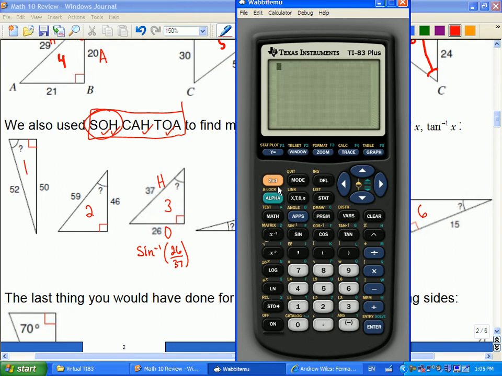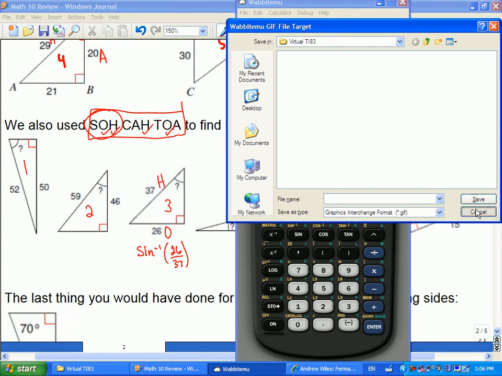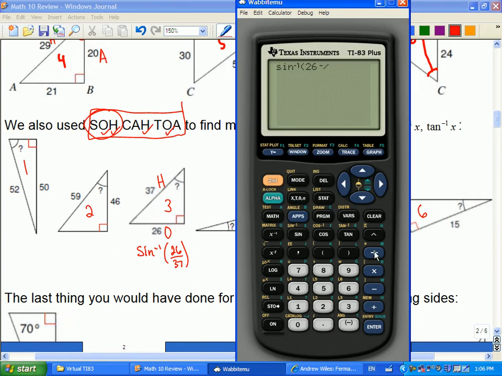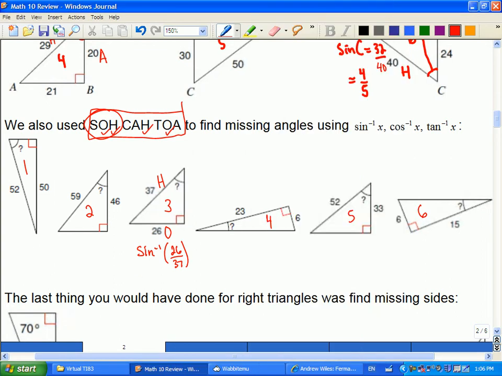Now what I'm going to do is go inverse sine of, what was it, 26 over 37. I have clumsy fingers and I pushed the wrong button. So you should get 44.6 for the degrees here, okay? If you're on the right track, it'd be 44.6 degrees. I'll let you keep going, but you've got to pick two more. I'll go through the rest of them in a minute.